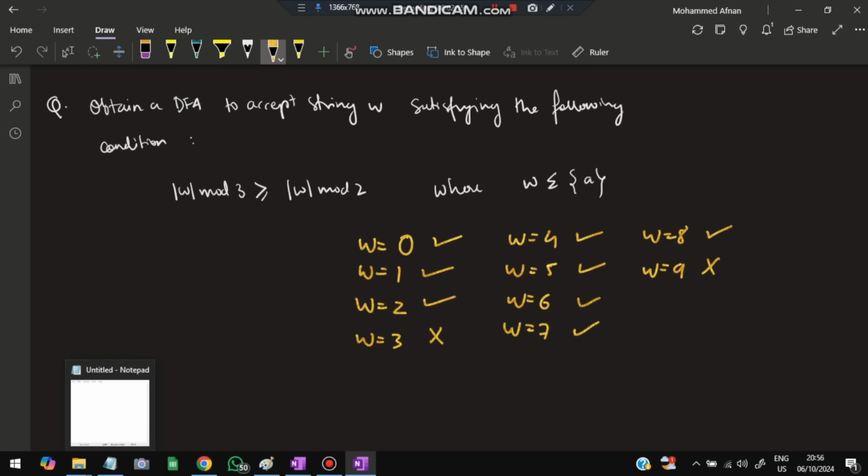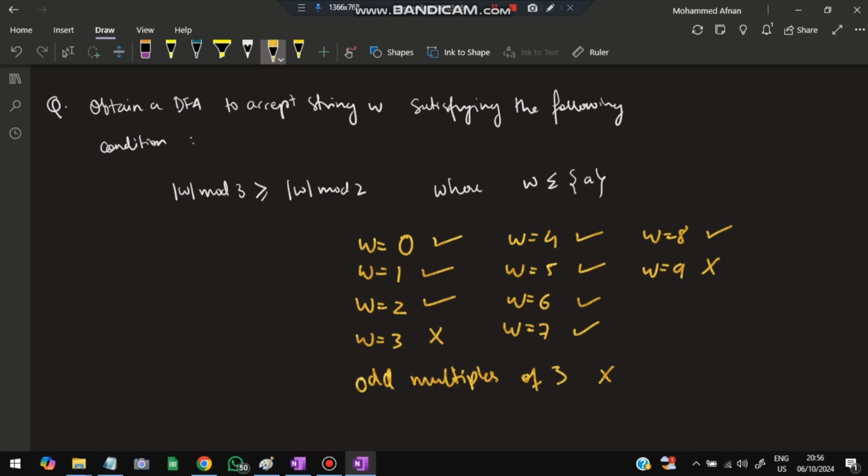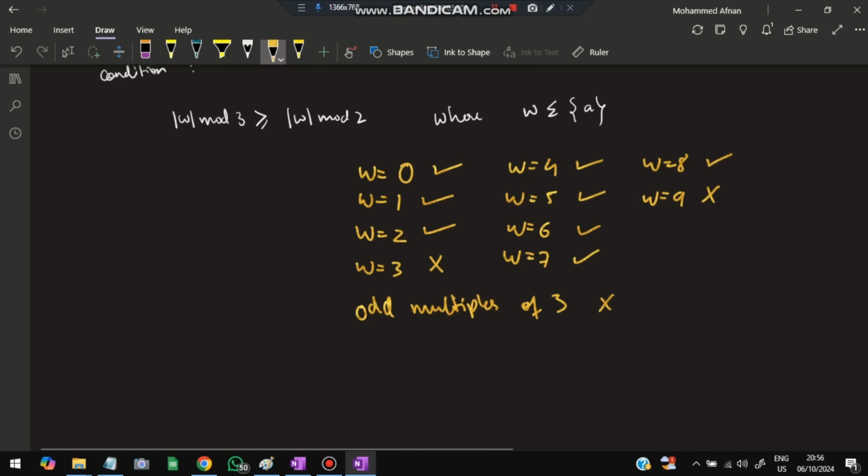What pattern do you observe here? Odd multiples of 3 should not be accepted. Based on this, we have to define the string. What is the minimum string we can form? The empty string, just ignore it. The least string you can form is W equal to 1, 1A. So we'll be making the transition diagram here. In this type of question where we have two mod conditions, we have to make two separate diagrams, then merge them. So let's make a diagram for mod 3.